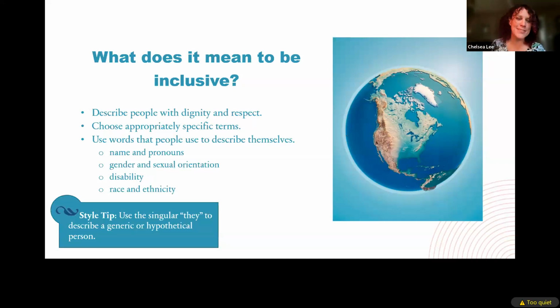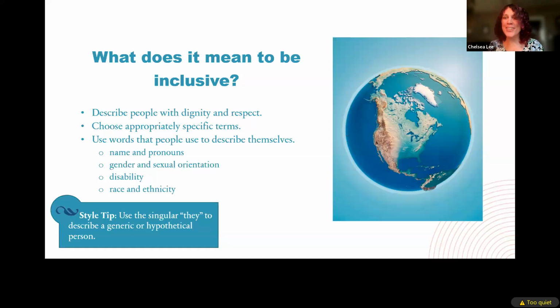And a really important style tip for inclusive language use is to use singular they when you're describing a generic or hypothetical person. So instead of saying he or she or he/she, or those combinations trying to put both pronouns in, just using singular they is straightforward.